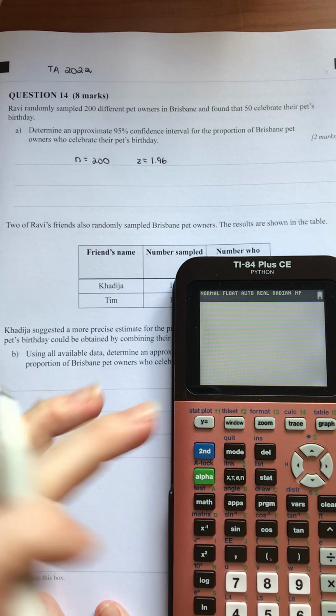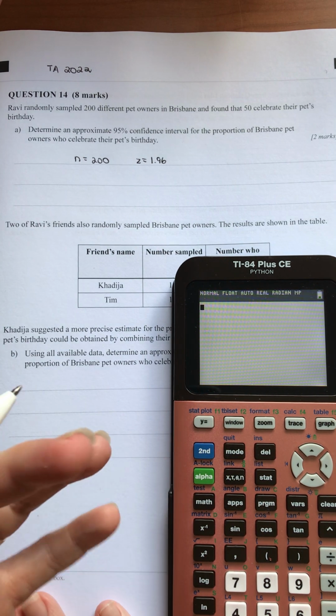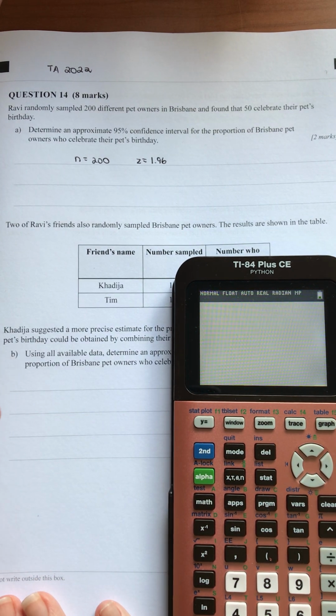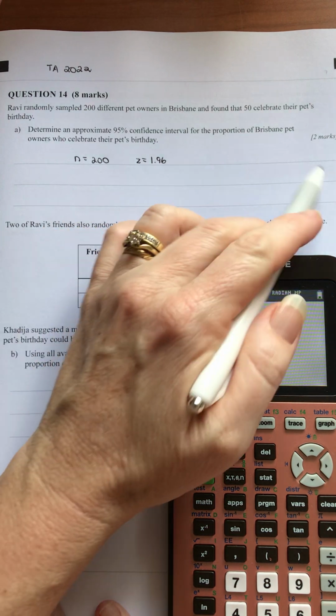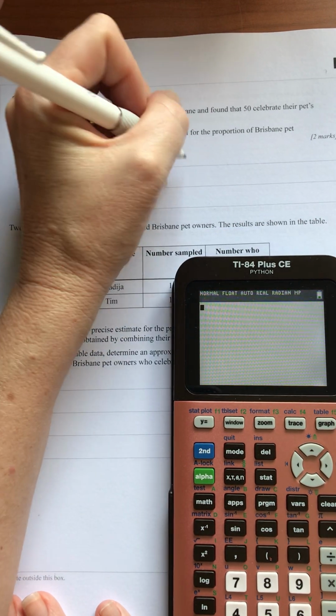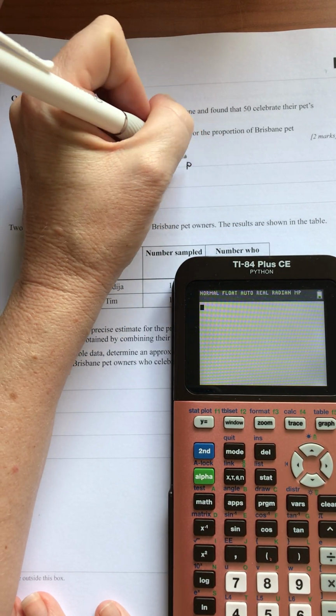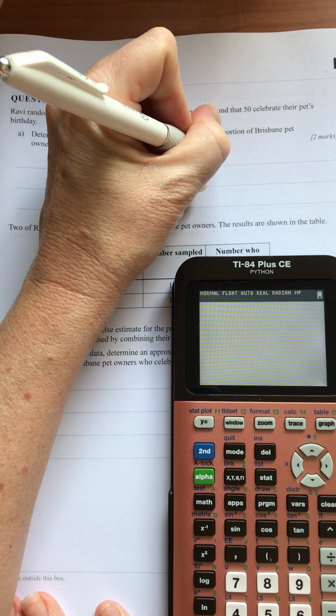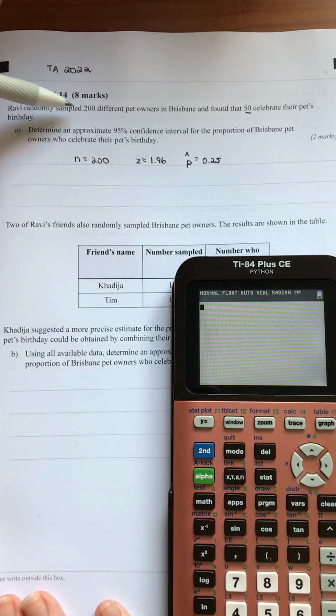We don't need to do that when we're putting it in our calculator. However, there's a mark allocated for identifying those pieces of information. So to make sure you get the full 2 marks, you do need to include that. They also want to know that your p hat is equal to 0.25, which is your 50 divided by 200.